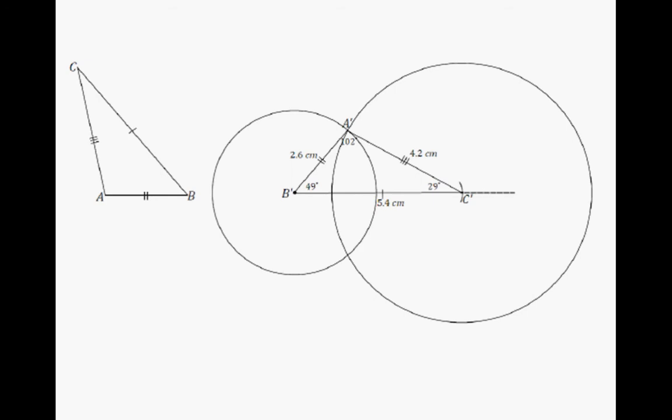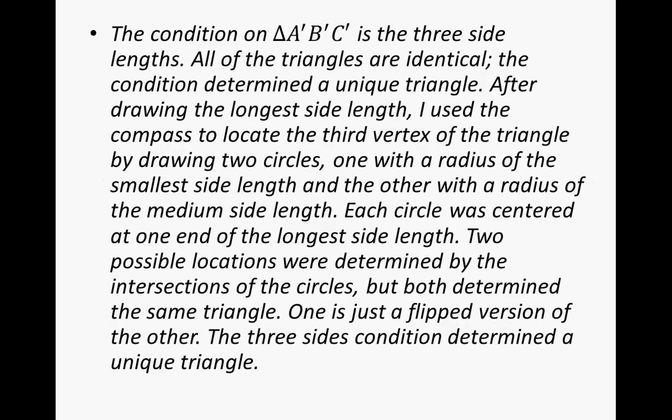And then as you measure the angles, you would determine that angle B is about 49 degrees, angle C is 29 degrees, and angle A is 102 degrees. So the condition on triangle A prime, B prime, C prime is the three side lengths. All the triangles are identical. The condition determined a unique triangle.